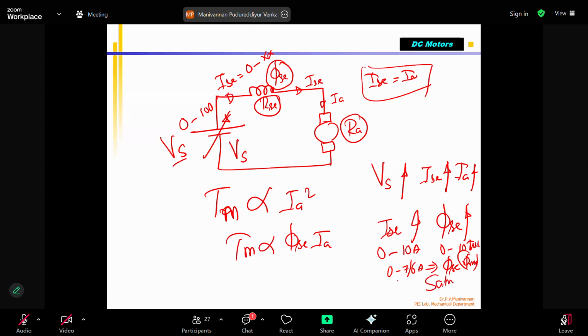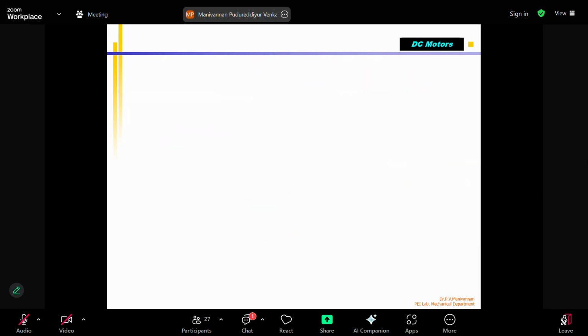Beyond that, if the current increases to 8, 9, 10, the magnetic flux you measure in this coil will not vary. Because of that, if you draw the current versus torque curve for the series motor, I say 0 to 10 amps. This is my IA, and IA is the same as ISC. This is varying 0 to TM, say for example, 10 Newton meter.